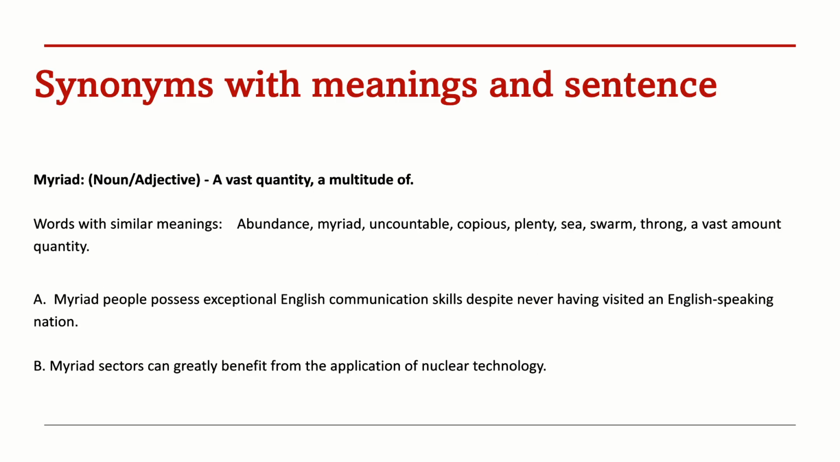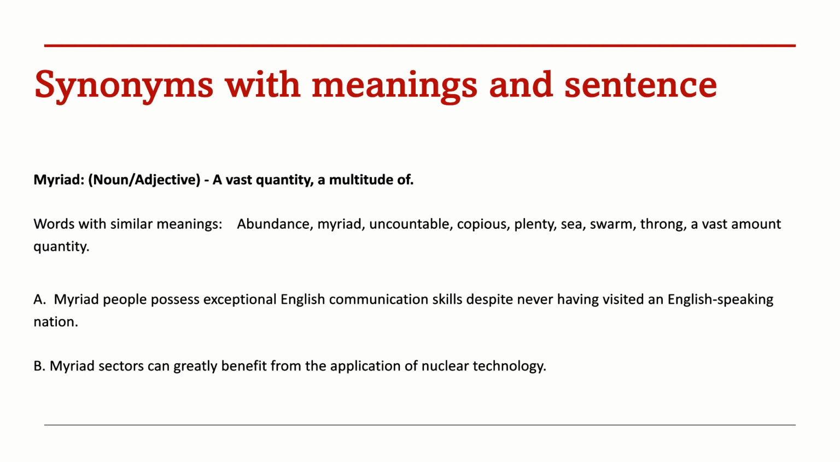Myriad is a vast quantity, a multitude of. The words with similar meanings would be abundance, myriad, uncountable, copious, plenty, sea, swarm, throng, a vast amount, quantity. Myriad people possess exceptional English communication skills despite never having visited an English speaking nation. That means many people, most of the people, plenty of people possess exceptional English communication skills despite they have never visited any English speaking nation.